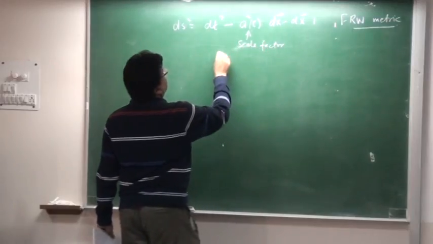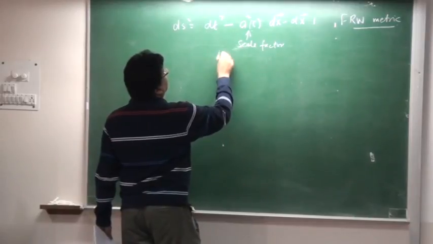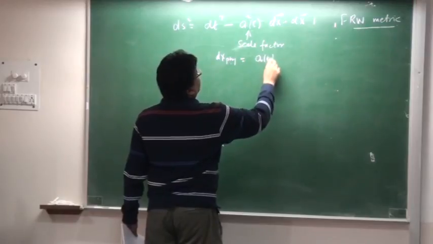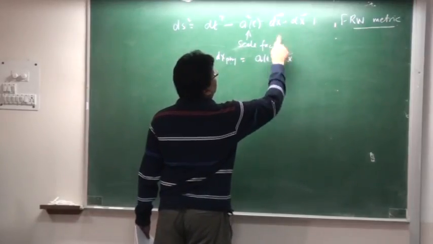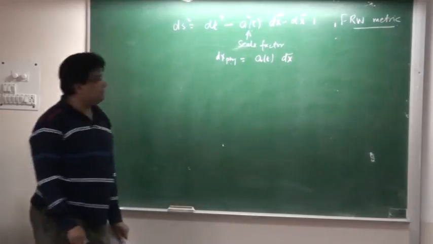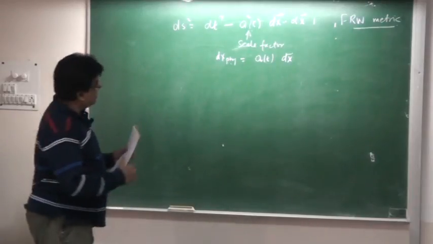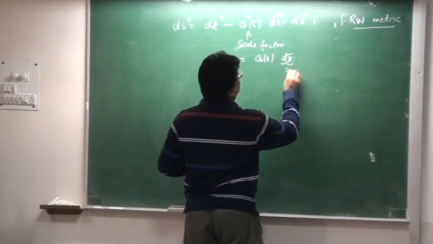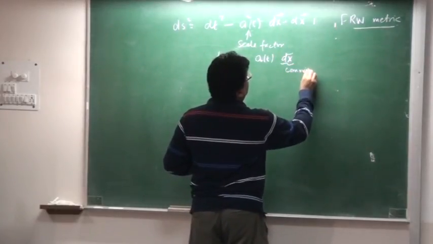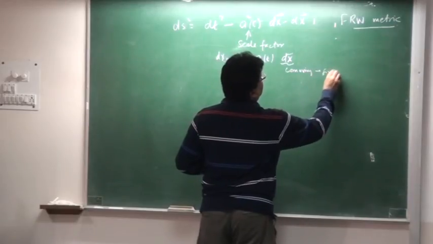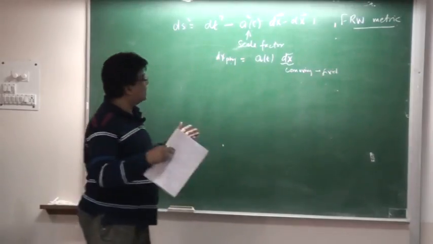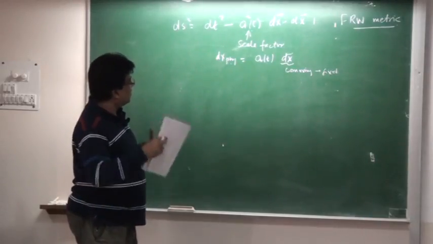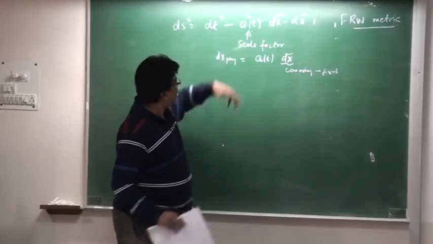So your physical distance dx_physical is basically a(t) times dx, which is the coordinate distance. This dx, the coordinate distance, is also called the comoving distance. This is fixed. So your physical distance actually, if you have a box of 1 meter cube, in time it will grow to 2 meters and so on as the universe expands.